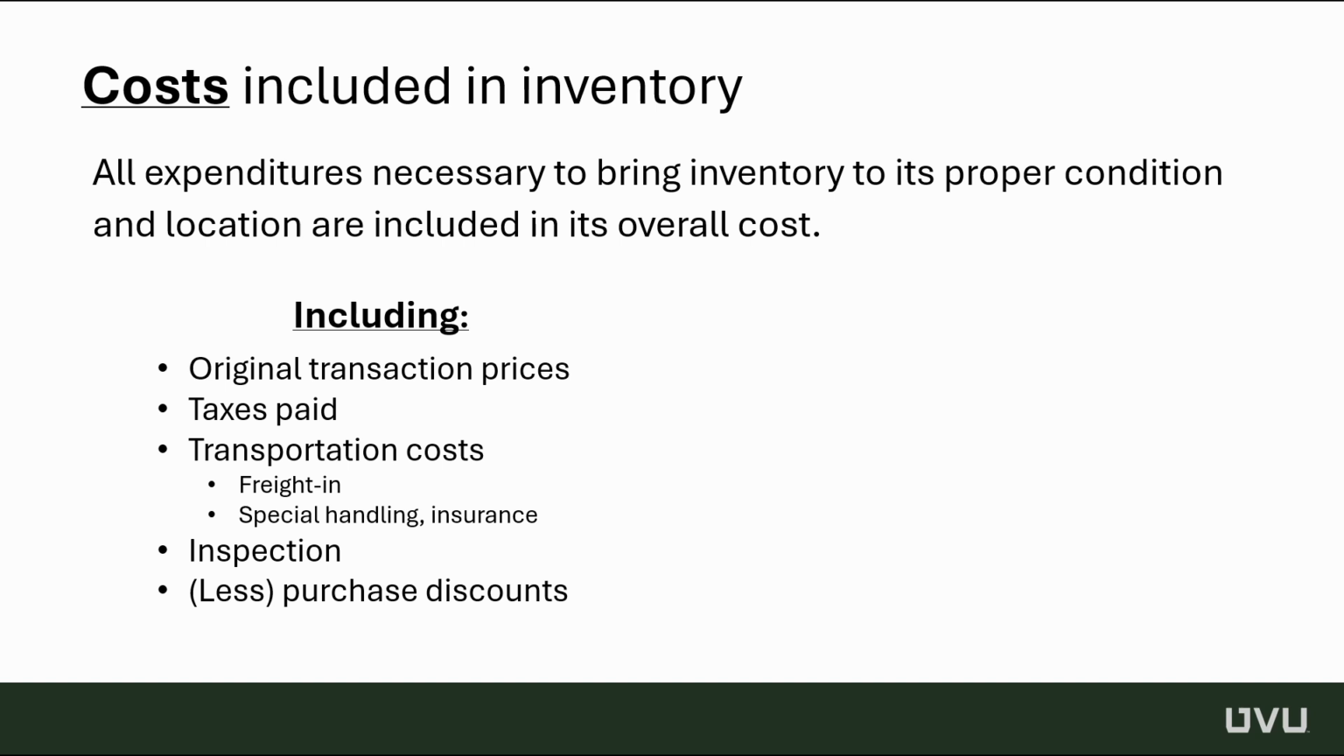The inbound shipping itself is often referred to as freight in, as it's coming to you. But suppose it's sensitive stuff that you're shipping. You might pay for it to be insured or have other special handling procedures. Those costs could also be included. Even things like paying the cost to inspect the quality of inventory once you received it can also typically be included in its cost. And one other thing I'm making note of here is that any purchase discount that you might receive, for example for timely payment, would reduce the cost of inventory.